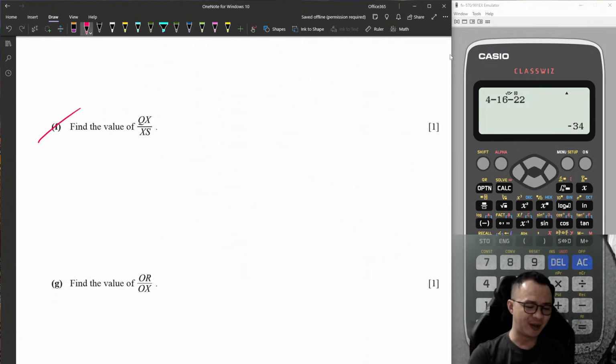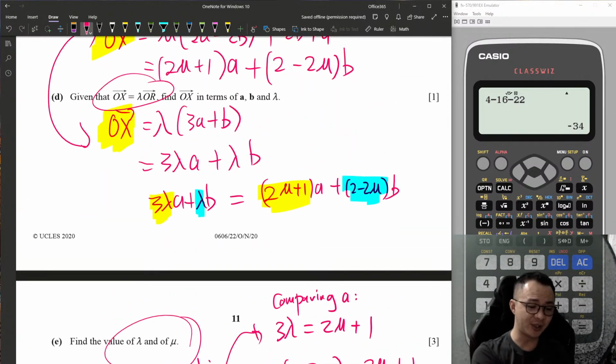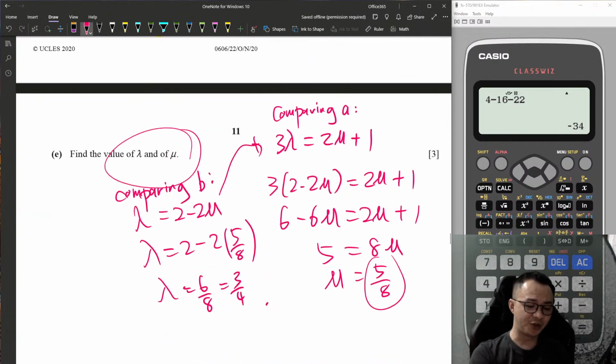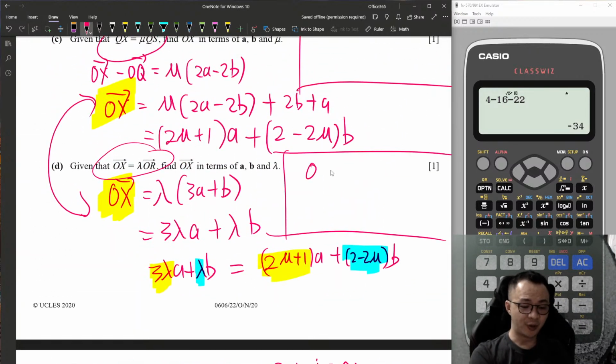Then they ask about OR and OX. So I believe something to do with this equation. I have a lambda which is 3 over 4, right? I'm going to sub the lambda back into here. So OX equals to 3 over 4 of OR. So OX over OR is 3 over 4.